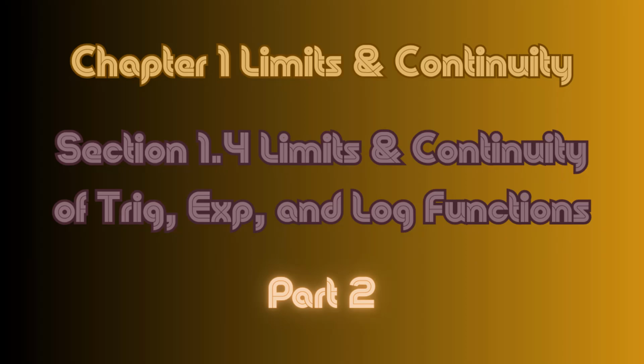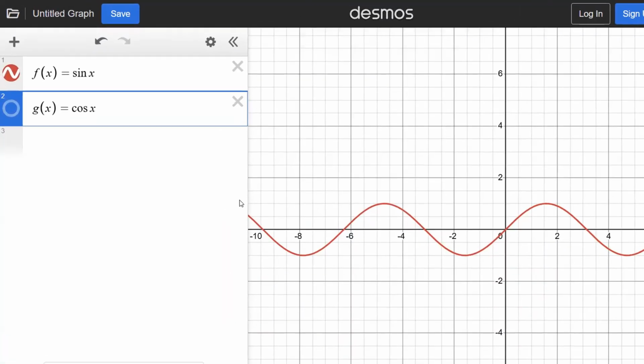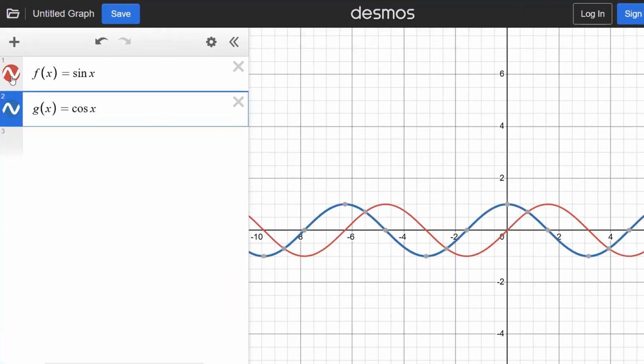All right, guys, Mr. Antonucci here, and we're going to continue our discussion on the limits of trig, exponential, and log functions with determining where trig functions are continuous. I want to check out the graph of sine and cosine in Desmos. Here I have the graph of sine x, and in blue, we have the graph of cosine x.